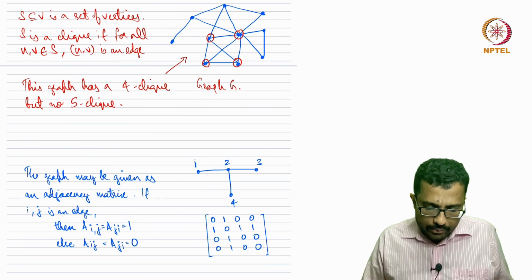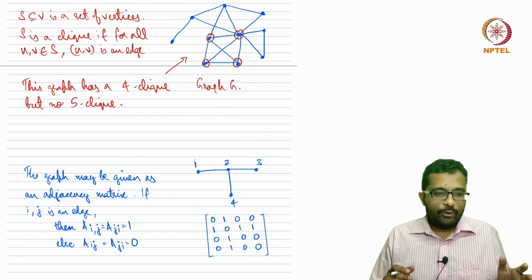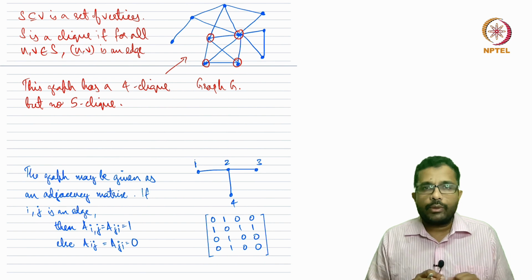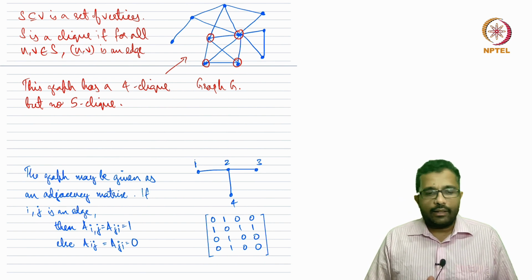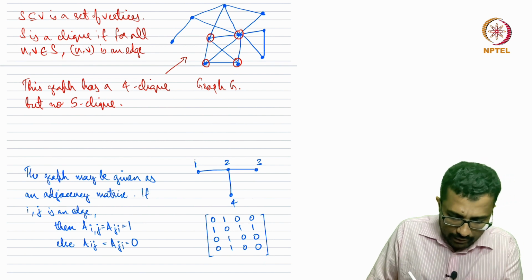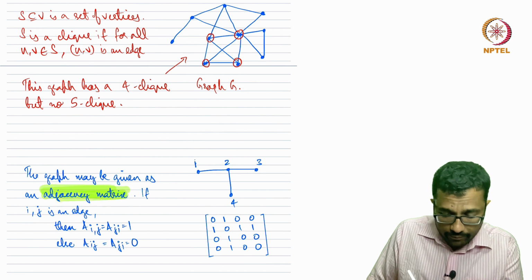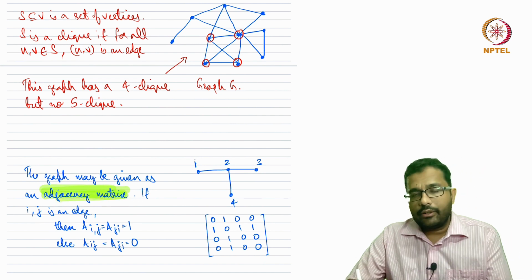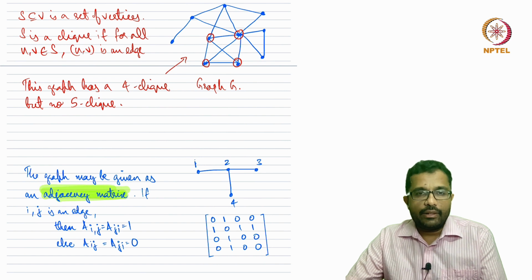So before that, I just want to explain how a graph is represented, right? You cannot give a graph as a picture to a computer. So if you have taken a data structures course, you might have seen these terminologies. One of the standard ways to represent a graph to a computer in a computer program is by an adjacency matrix.